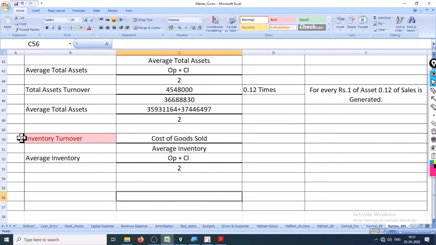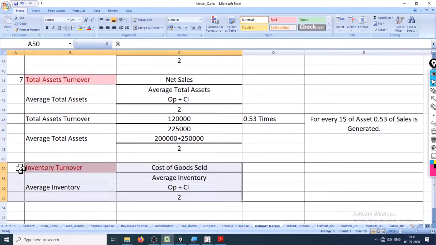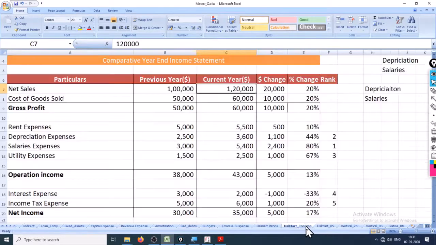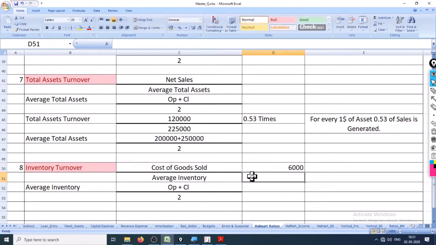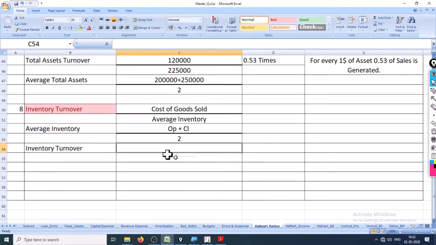So let's copy this and let's find it first for Hallmark. What is the cost of goods sold for Hallmark? It comes to, where is it? Right here, 60,000. It is straight away given, although it's not that easy to find out cost of goods sold. But once you have learned enough, you can easily find it, because you have learned more than enough.